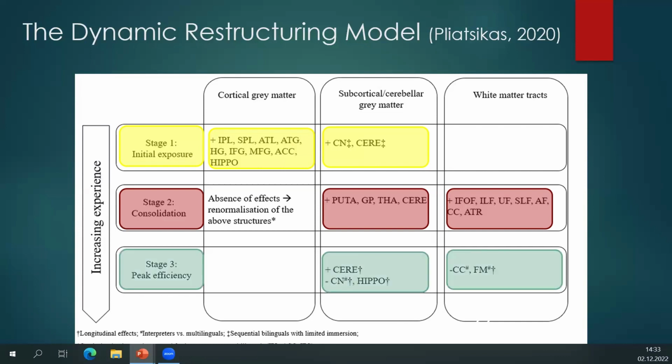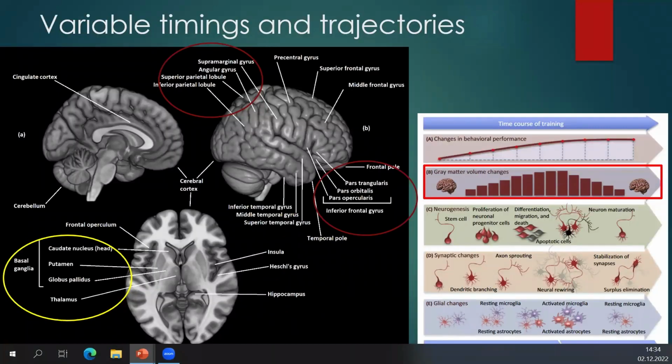The third stage, which I call the deficiency in bilingualism, is the one that's not very well specified yet, simply because we don't have a lot of evidence from very experienced bilinguals. But a lot of this comes from interpreters, the very experienced interpreters. So in this group you start seeing reductions again in those effects, some increase in the cerebellum, and then reductions in the white matter integrity. These are the extremely experienced switchers.